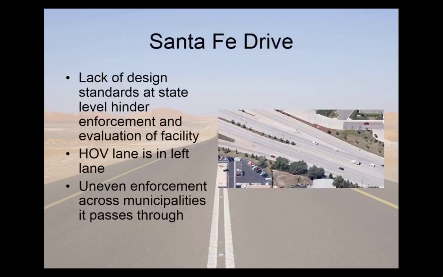Next is Santa Fe Drive in Denver, Colorado. It was implemented in the 1980s and is still around today. A recent evaluation of this facility found that at the time the facility was implemented, there were virtually no existing design standards for arterial roads, both at the state and national level. But even today, there is a lack of design standards at the Colorado Department of Transportation, and these make it difficult to enforce and evaluate the facility.